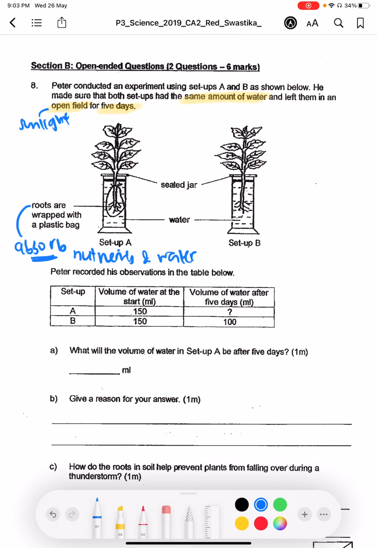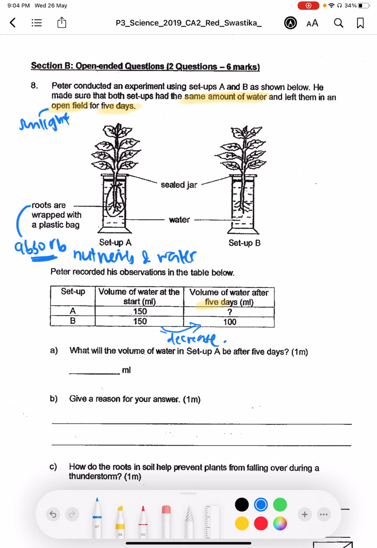So in this case, because setup A, the roots are wrapped with a plastic bag, we can safely say that the roots are unable to absorb any water at all. So when they ask setup A, volume of water at the start, which is 150 ml, and volume of water after 5 days. So for setup B, the roots are actually able to access the water because there's no plastic bag. So we can tell that there is actually a decrease in the volume of water because the water has been absorbed by the plant.